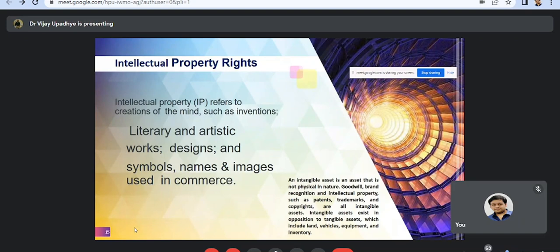So any scientific creation, sorry, intellectual creation, whether scientific, literary, artistic, vocabulary, even if you are singing or making music notes, can also come under IPR. So IPR is nothing but an intangible asset. Intangible asset means you cannot move it. A tangible asset means you can move it, it is in a physical form, like a car or land, you can see that. But an intellectual and intangible asset is in an invisible form.